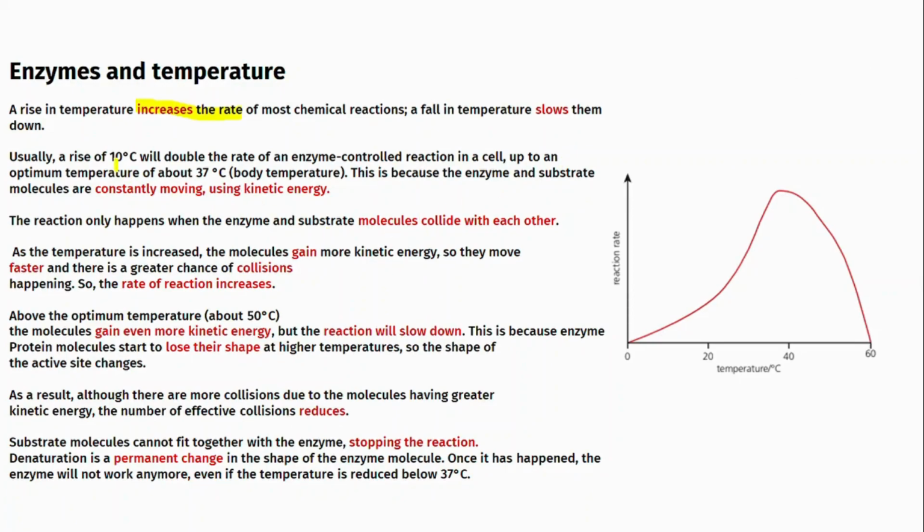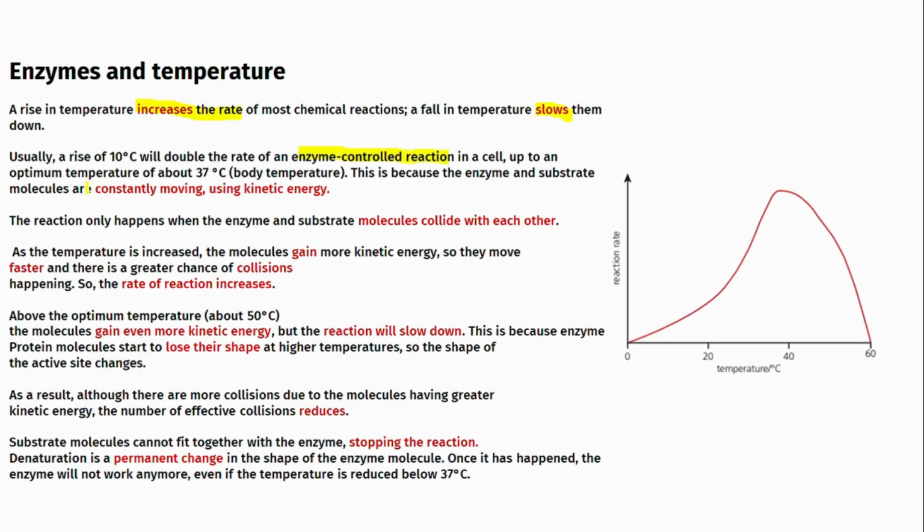Enzymes and temperature. A rise in temperature increases the rate of most chemical reactions, but a fall in temperature slows down the rate of reaction. So here we have a graph that represents the reaction rate, and we have the x-axis as the temperature. You need to know the labeling for the axis, and then you're going to say that usually a rise of 10 Celsius will double the rate of an enzyme controlled reaction, okay?